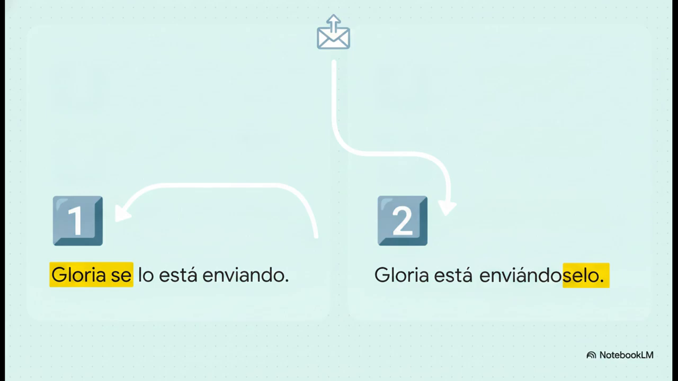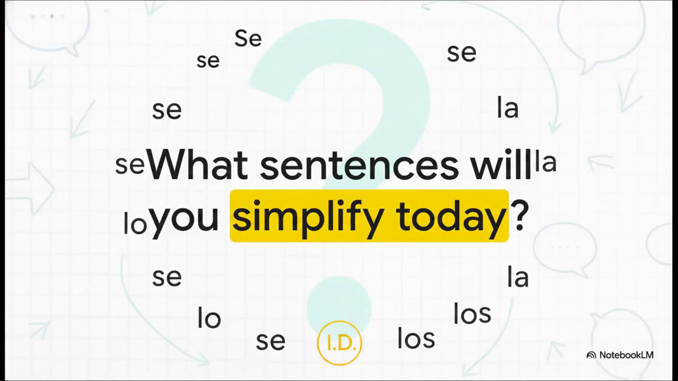So the big takeaway here is that these pronouns aren't just here to torture you. They're actually powerful tools designed to make your Spanish faster, smoother, and way more native sounding. We've mapped out the pronouns, we locked in the golden ID rule, and we finally solved the phonetic mystery of se. So I'll leave you with a challenge. What long, clunky sentences will you simplify with se lo, se la, or se los today? Take this rule out of the textbook, find ways to use your new conversational shortcuts, and start speaking with some serious confidence.